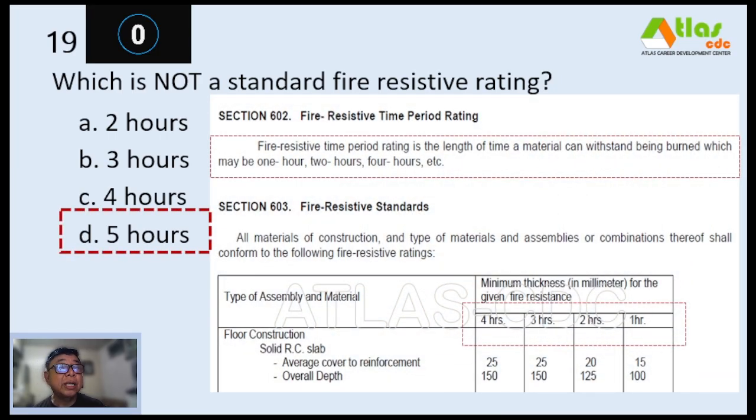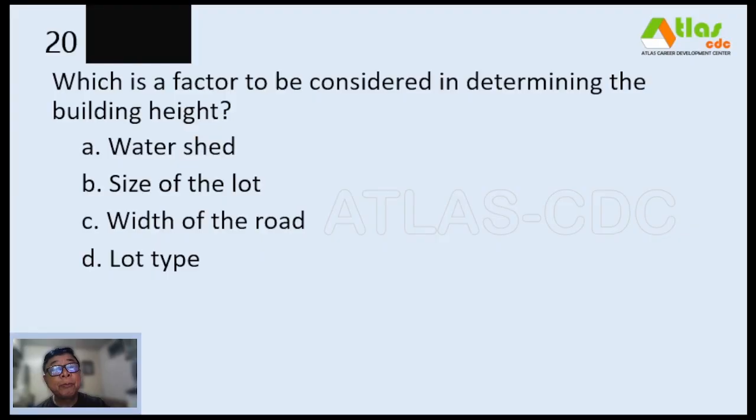So Section 602, fire resistive time period rating under the NBCP says that fire resistive time period rating is the length of time a material can withstand being burned, which may be 1 hour, 2 hours, 4 hours, etc. However, in this table, it shows that for the fire resistive standards, Section 603, it shows 1, 2, 3, and 4 hours only.